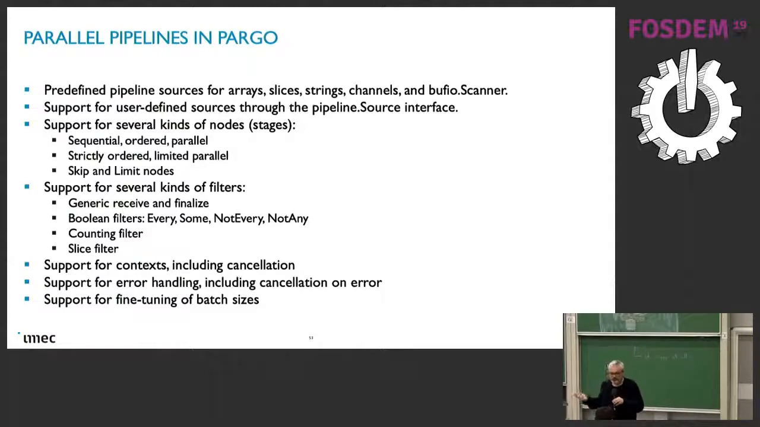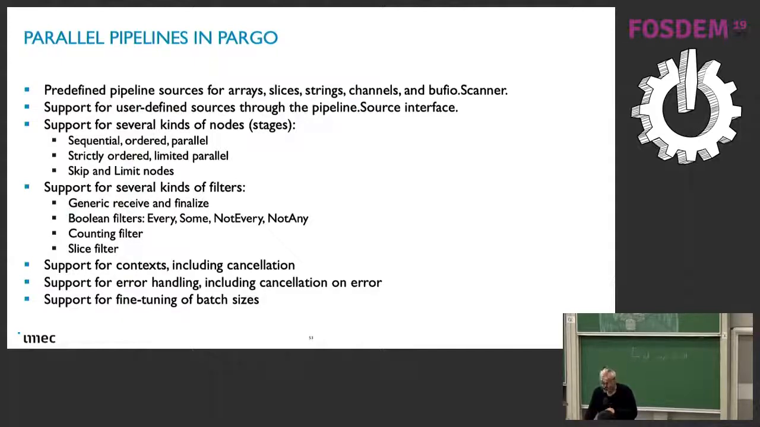You have support for several kinds of filters, so generic, receive, and finalize, Boolean filters, where you can ask to only run as long as every package fulfills a certain condition. You have counting filters, just counting how many elements you see. And you have slice filters for producing result slices. We also support contexts with cancellation, Go-style error handling, and fine-tuning of batch sizes so you can really tweak the performance.